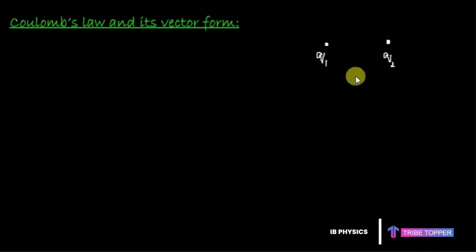Now let's assume that we have Q1 and Q2 as two point charges, and say R is the distance between these charges, so the magnitude is R. What is the force of interaction between these two charges? Whether they attract or repel each other, they will do so with a force which is directly proportional to the product of charges.